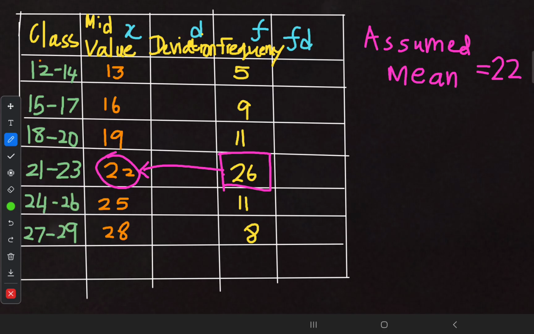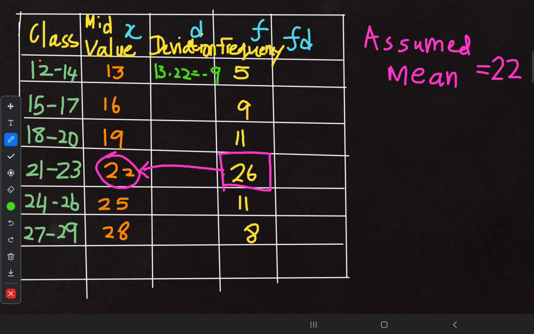Then to find the deviation from the assumed mean, how our mid value deviated. To find that, from each class mid value, you should subtract the assumed mean. That means from 13, you should subtract 22. 13 minus 22 will give you negative 9. Negative 9 should be the deviation in this case.